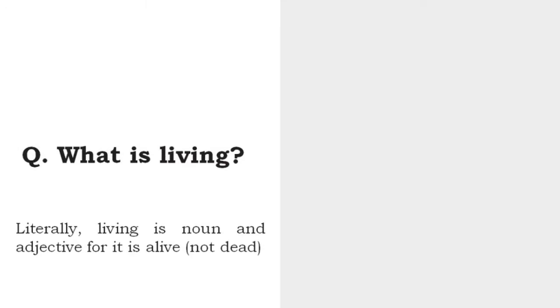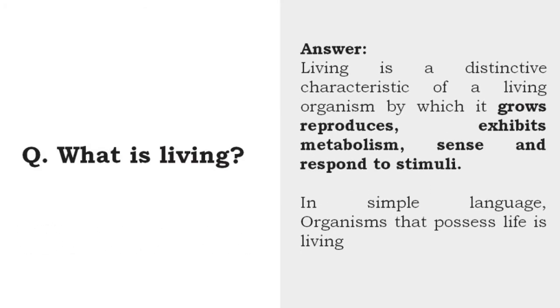First, let us understand what is living. Living is a noun, and to describe living we use the adjective alive, which is not dead. I am living, I am speaking. You are listening, you are living. So, to describe living, I would state like this: living is a distinctive characteristic of a living organism by which it grows, reproduces, exhibits metabolism, senses, and responds to stimuli.